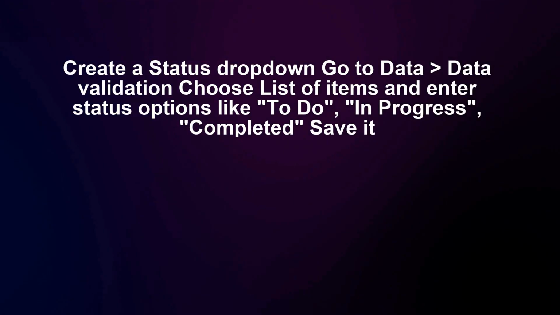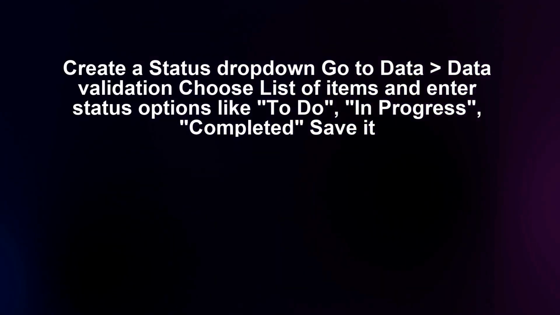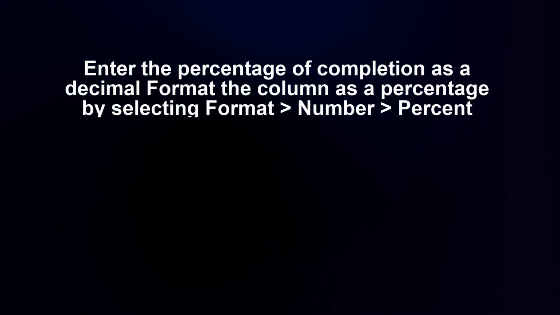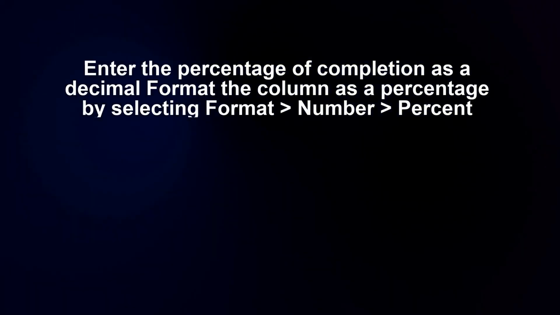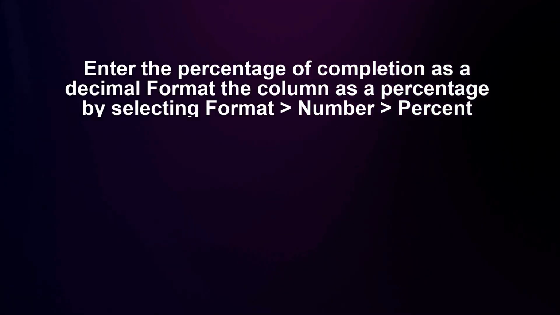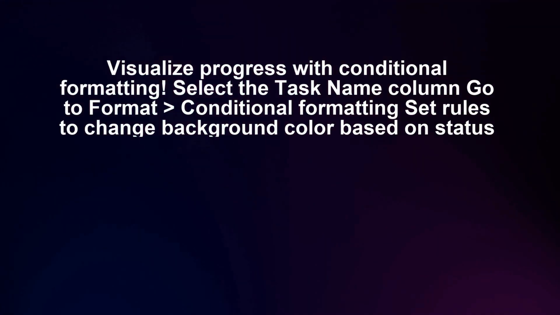Create a status dropdown. Go to Data, then Data validation, choose List of items, and enter status options like to do, in progress, completed, and save it. Enter the percentage of completion as a decimal, and format the column as a percentage by selecting Format, then Number, then Percent. Visualize progress with conditional formatting.